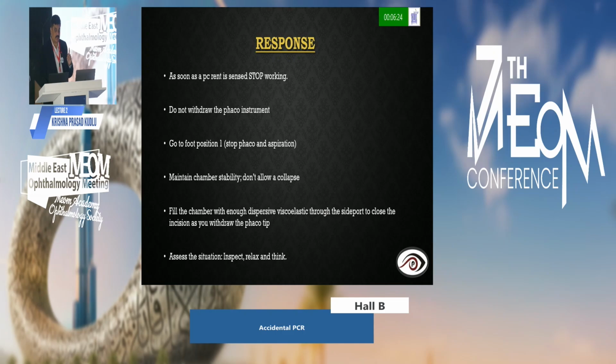So what should be the response? As soon as you see it, stop working, which means do not withdraw the phaco instrument, go to foot position 1, maintain the chamber stability, do not allow it to collapse, fill the anterior chamber with a dispersive viscoelastic through the side port, then withdraw the phaco tip, assess the situation, inspect, relax and think.